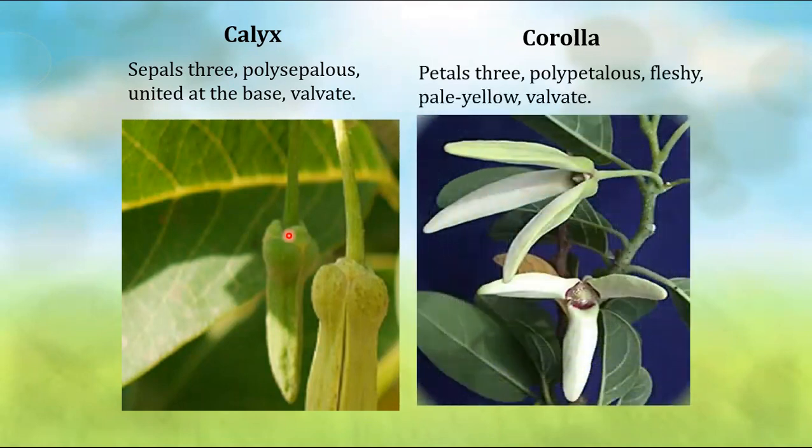The corolla is nothing but the petals. Petals are also 3, 1, 2, 3. They are polypetalous, free petals, fleshy and pale yellow in color, and valvate type of aestivation.